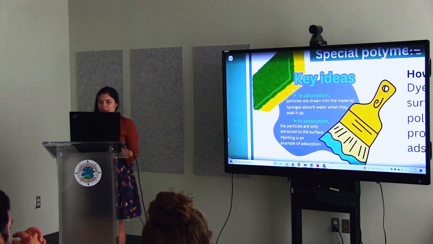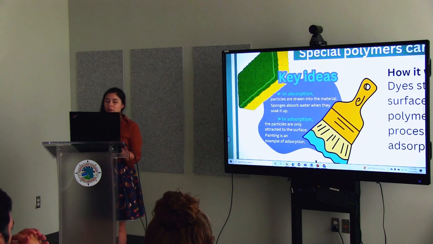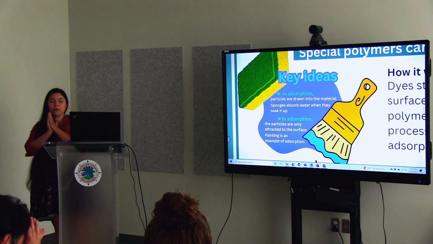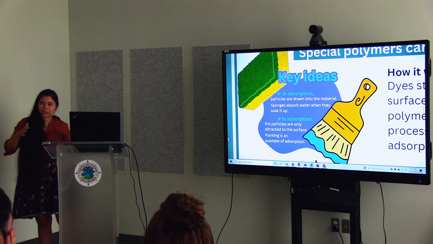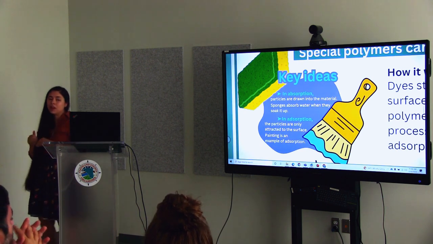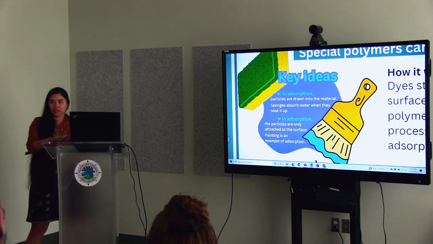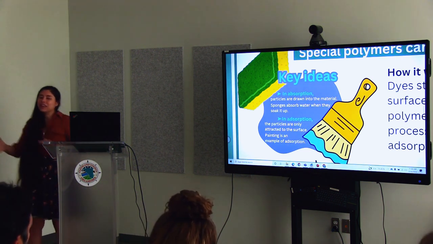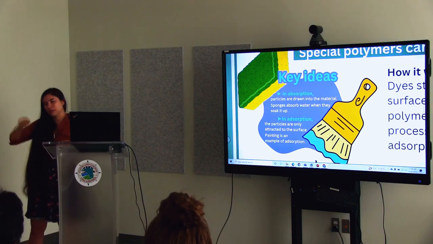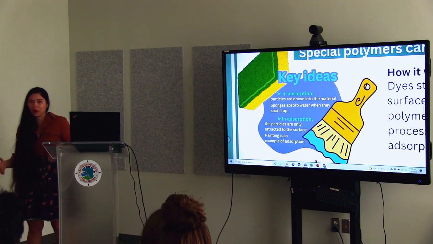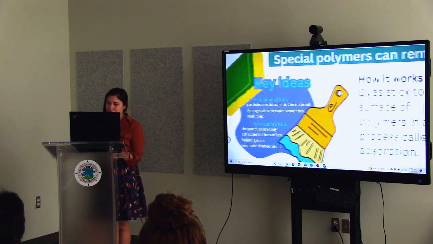All right, so these special polymers can remove dye pollutants from water, and here are the key ideas. Okay, not a typo. What you're probably familiar with is absorption. That's like what sponges do, where it's drawn into the substance. We're talking about adsorption. You have to enunciate obnoxiously. With adsorption, things are only attracted to the surface. This is like how paint works, right? When you paint your wall, hopefully you don't do a cross-section of your wall and it's all red or whatever color you painted it. This is only the surface.